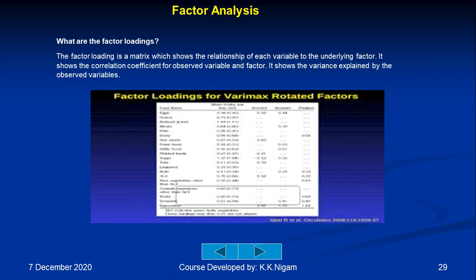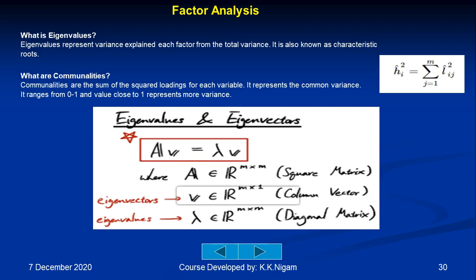What are the factor loadings? The factor loading is a matrix which shows the relationship of each variable to the underlying factor. It shows the correlation coefficient for observed variable and factor. It shows the variance explained by the observed variables. What is eigenvalue? Eigenvalue represents the variance explained by each factor from the total variance. It is also known as characteristic roots.